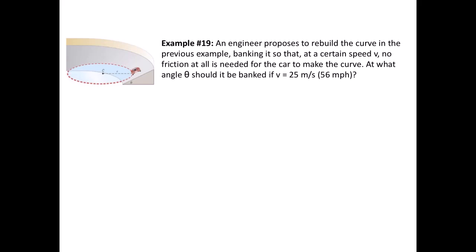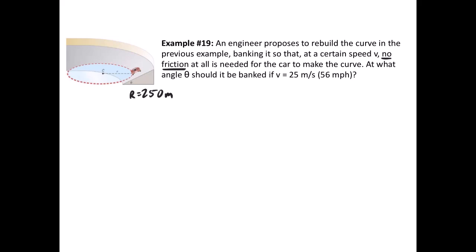So in example number 19, remember in example 18, we had the car that was turning due to the friction. So an engineer proposes that it's possible to create a curve, same curve, so we still want the radius there to be equal to 250, right? Same curve, but the car is now going to bank without friction. No friction is going to be needed.